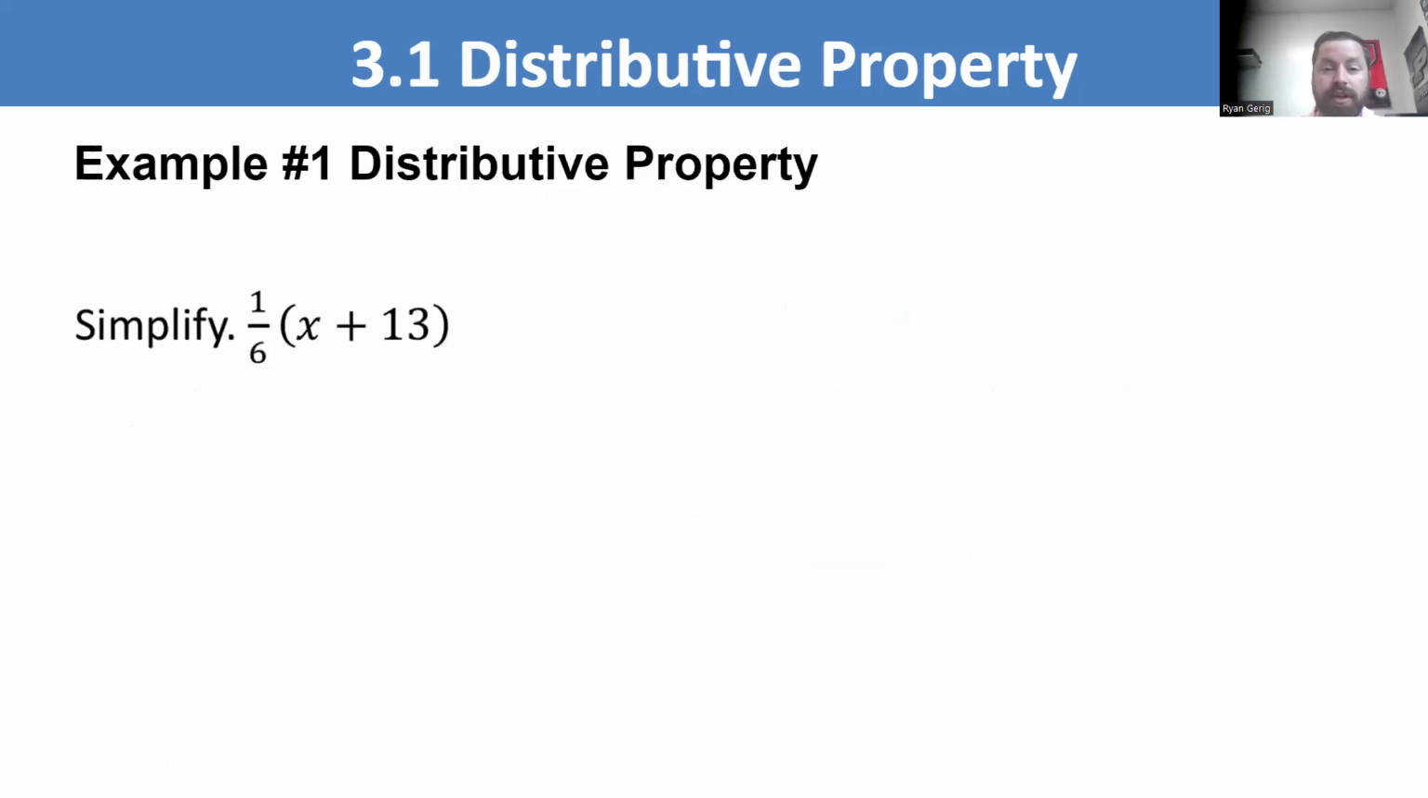So let's look at an example of the distributive property involving fractions. We've got 1/6 is like our A, X is like our B, and 13 is like our C. So A times B is 1/6 times X, plus A times C is 1/6 times 13. Well, multiplying fractions, that X has like a 1 underneath it. You probably should remember that from the class before this.